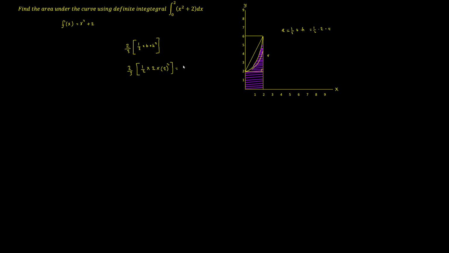Then it's going to be 2/3 times this one, they cancel out. We have 2 squared, which is 4. The result will be 2 times 4/3, which is 8/3. That is just this area, the blue area.